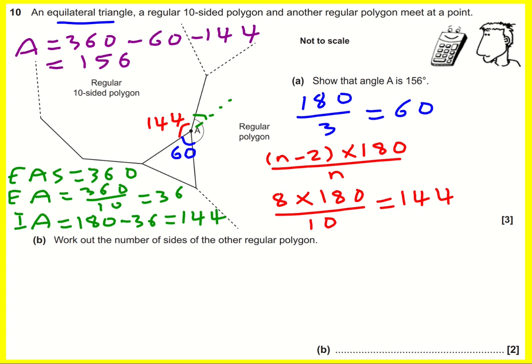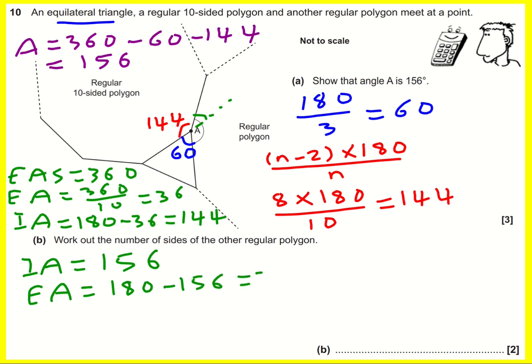Finally, work out the number of sides of the other regular polygon. Actually, we're going to bring this in now to help us, because this is the best method to work out the number of sides. Work out the exterior angle and go from there. So this time I've got my interior angle is equal to 156, and I can work out the exterior angle by doing 180 minus that, which will be 24. If I draw this line on here, it's this angle here. That angle is going to be 24.